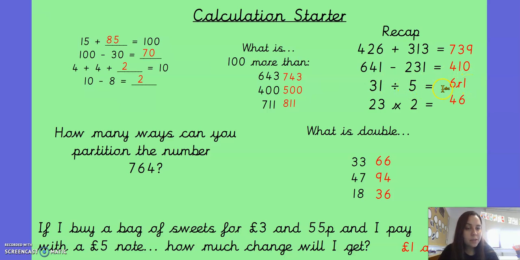31 divided by 5 is 6, remainder 1. 23 times 2 is 46. Double 33 is 66. Double 47 is 94. And double 18 is 36.